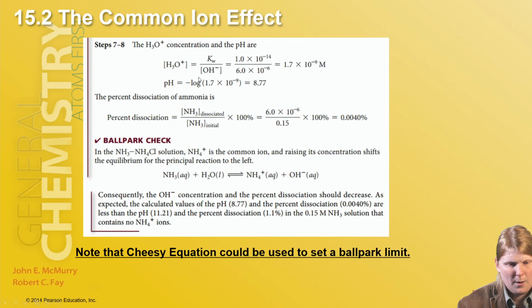And then we follow up by calculating the pH. You could get the pOH too, like I talked about, and the percent dissociation, which is very small. So originally, if we didn't have this NH4 plus present, the pH would be 11.21. But now it's only 8.77 because we started with the addition of the conjugate acid already being present. So this is the example of the common ion effect, where by having some ammonium already present, we're able to affect the dissociation of ammonia.